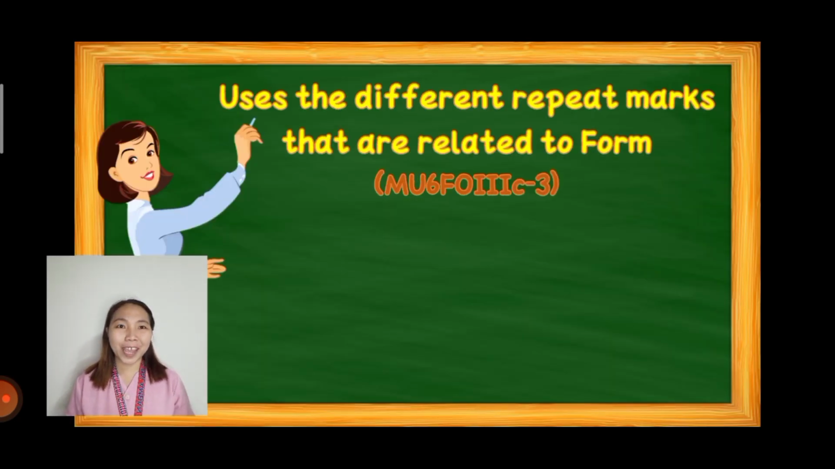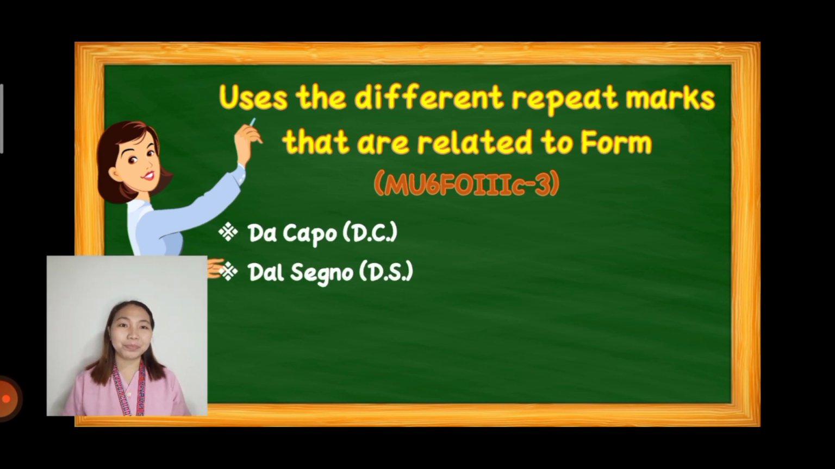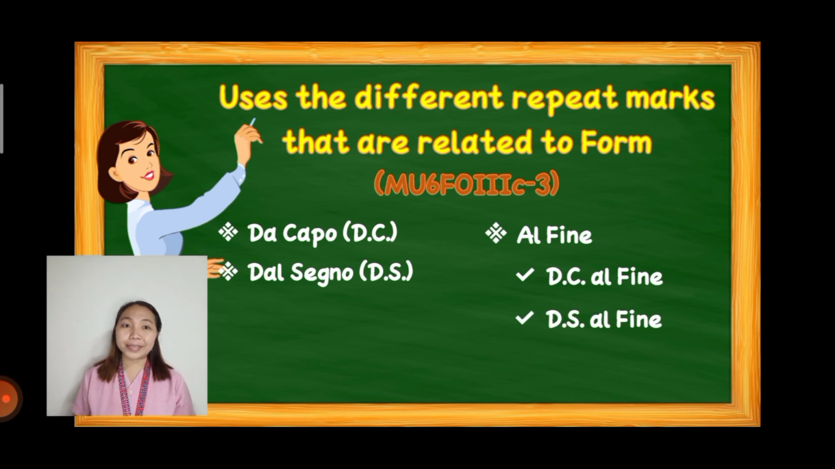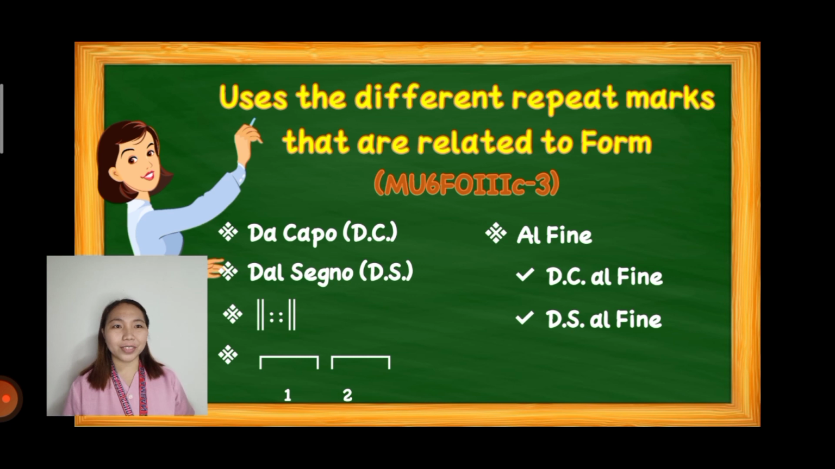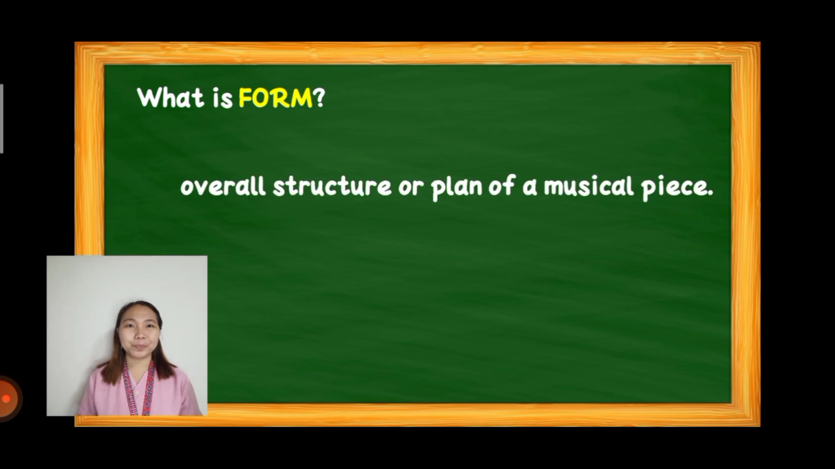Our topic for today is about the different repeat marks that are related to form: Da Capo, DC, Dal Segno, the DS, Al Fine, the DC Al Fine, the DS Al Fine, that symbol and the other symbol. But before that, what is form?